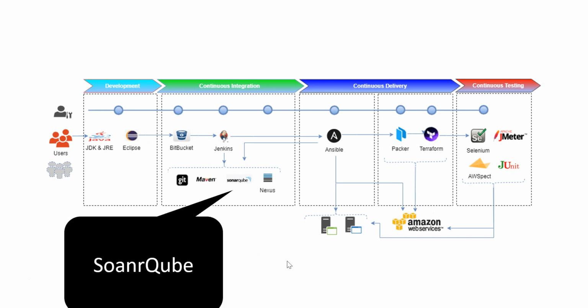Then we have SonarQube for static code analysis. If you want to use it, you can get code quality and coverage, where you will see the percentage of your code that was written as test cases. Many of these tools will give you that idea. We have a Community Edition for SonarQube, and I have uploaded several videos on that.